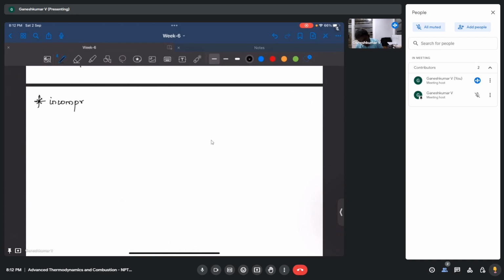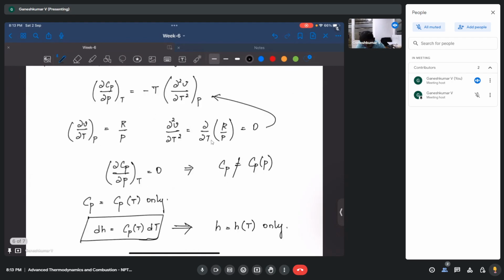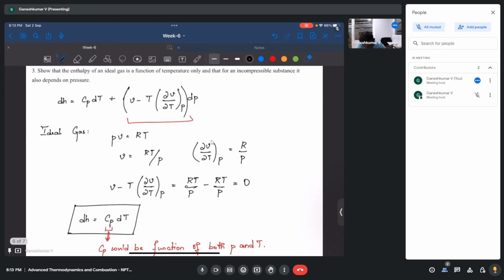Incompressible substance, we know one thing about an incompressible substance, which is the volume is constant. This is like an equation of state for an incompressible substance. So if V is constant, then what happens? Let's go back and look at our equation.